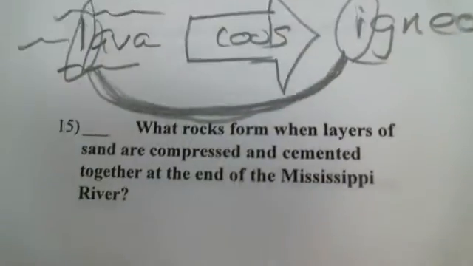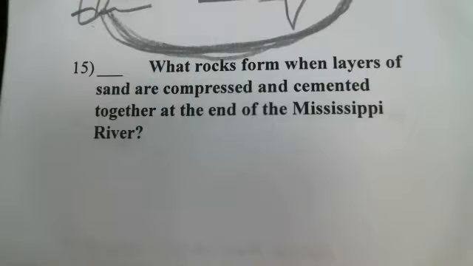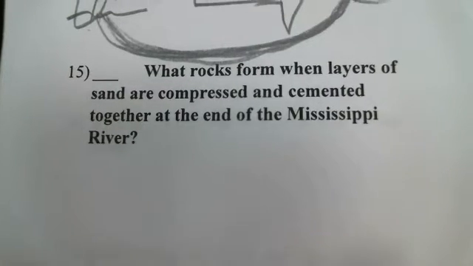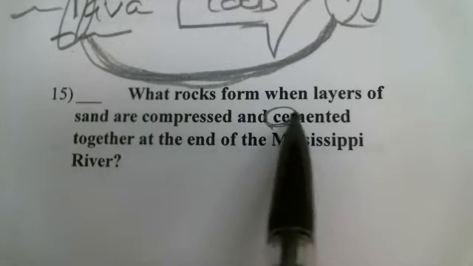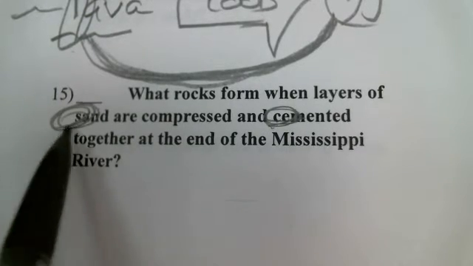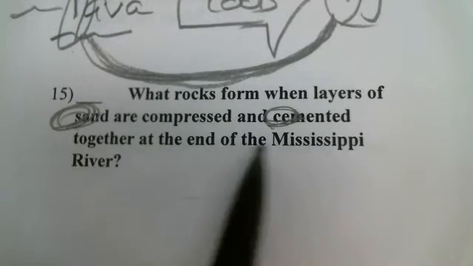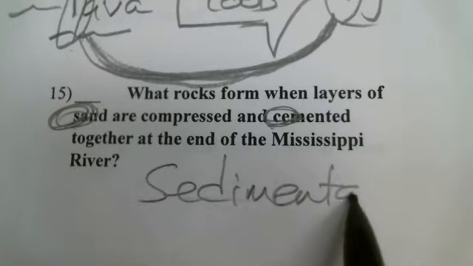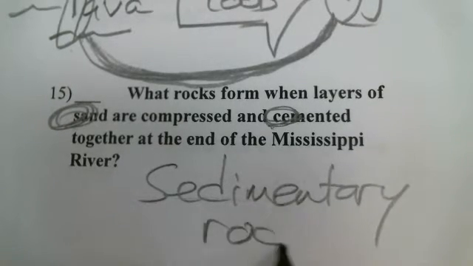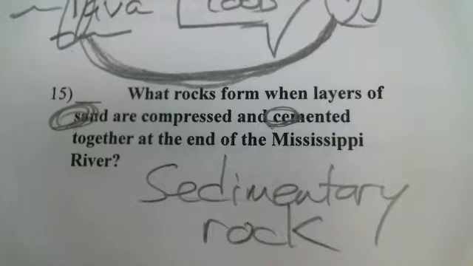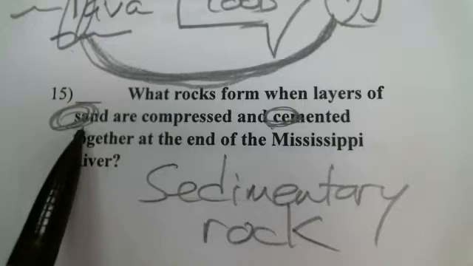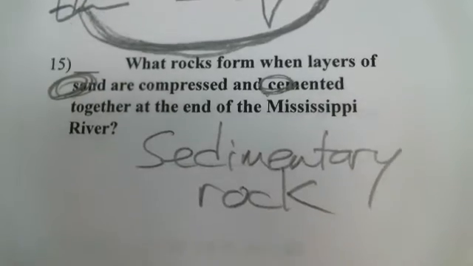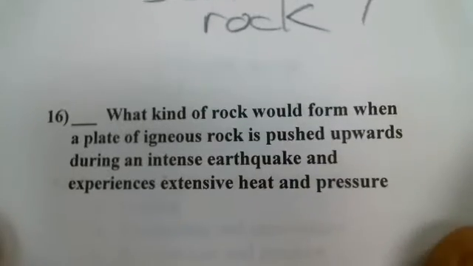Number 15. What rocks form when layers of sand are compressed and cemented together at the end of the Mississippi River? Okay, cemented, sand, those are S-sounding words. That goes along with sedimentary rock, because a sedimentary rock is made out of sediments being cemented together. Sand is a kind of sediment.